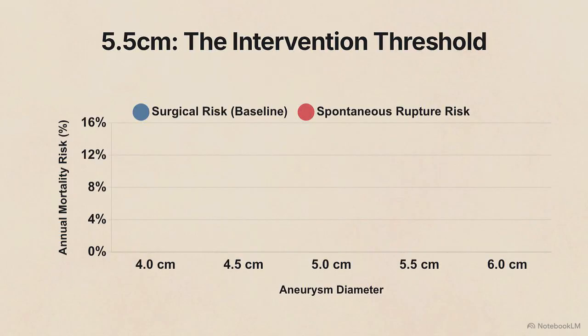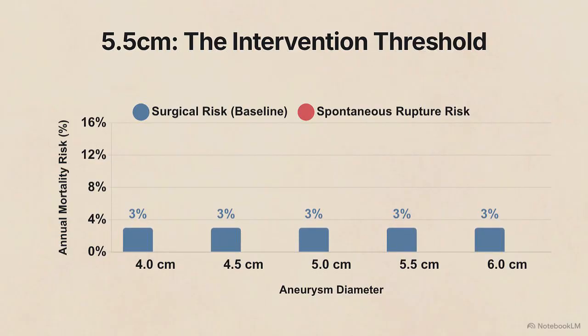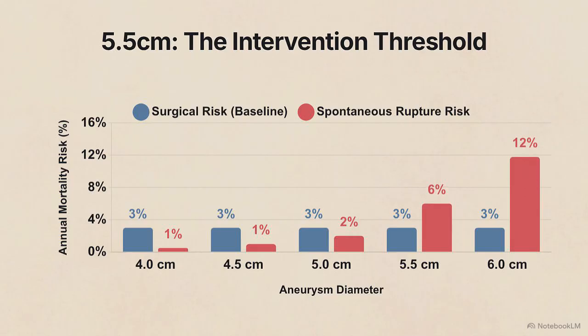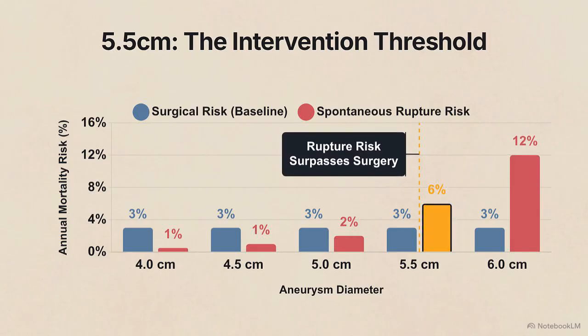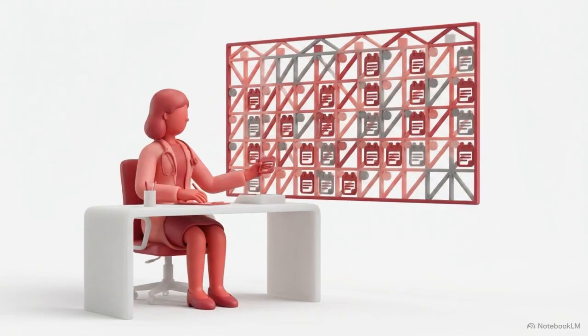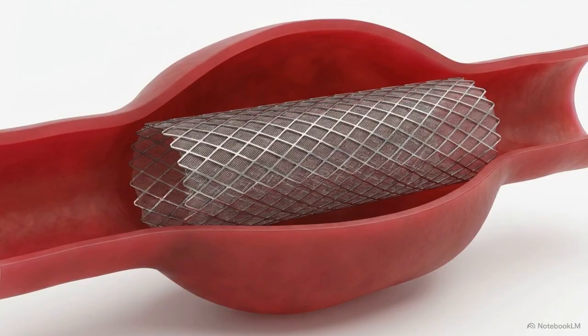The rigid 5.5 centimeter rule dictates practice. At this exact diameter, the statistical risk of spontaneous rupture mathematically outweighs the risks of major surgery. Choosing EVAR trades the massive physiological stress of open surgery for the burden of lifelong surveillance, primarily because the native aneurysm sac remains intact and susceptible to endoleaks.